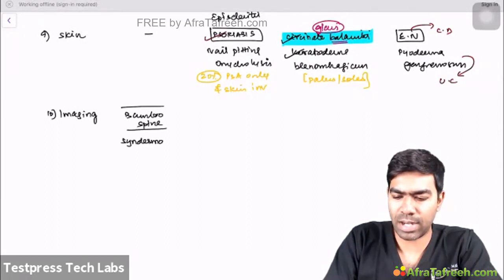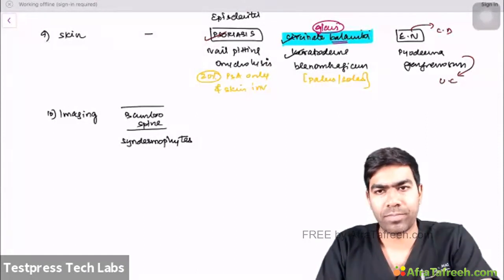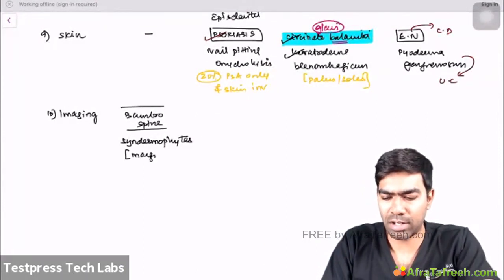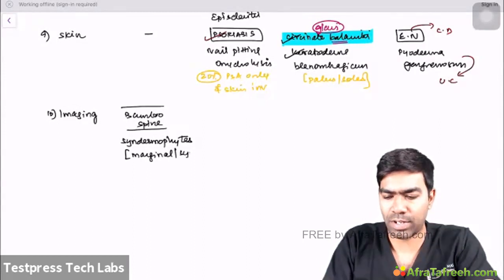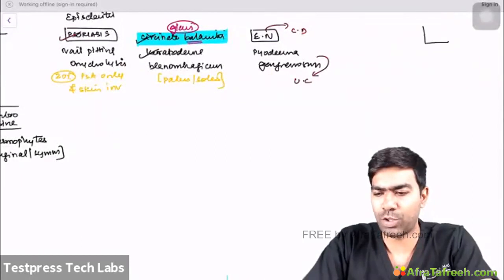Syndesmophytes can happen in any of these disorders. But in the setting of ankylosing spondylitis, it will be more of a marginal and symmetric syndesmophytes. Marginal and symmetric. What do you mean by marginal? If possible, I'll show you the image.